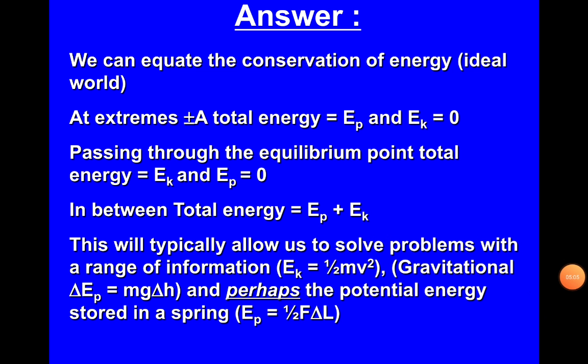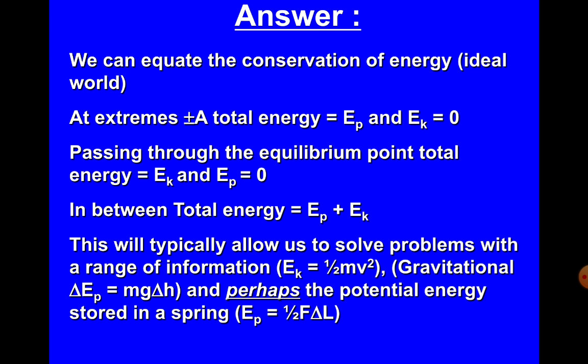So we can equate the conservation of energy. In an ideal world, we have no loss of energy. At the extremes, plus or minus A, the amplitude on one side or the other, the total energy is equal to EP and EK is 0. When we pass through the equilibrium, the total energy equals the kinetic energy, while the potential energy is 0. And between the two points, the total energy is EP plus EK.